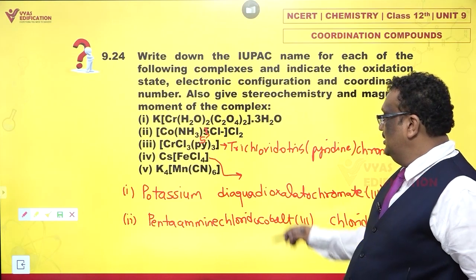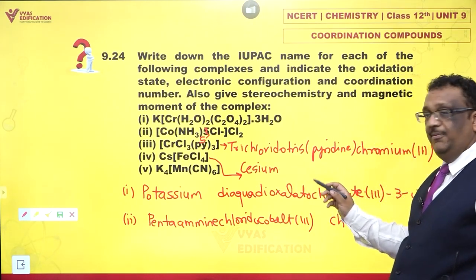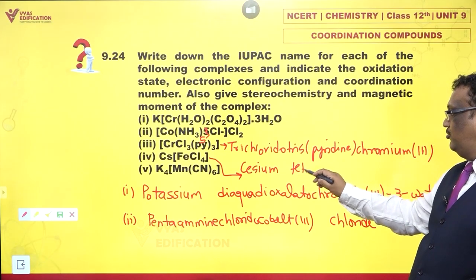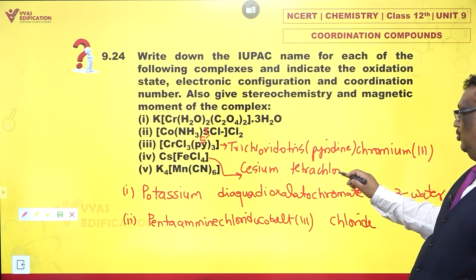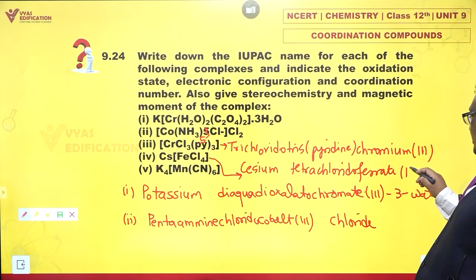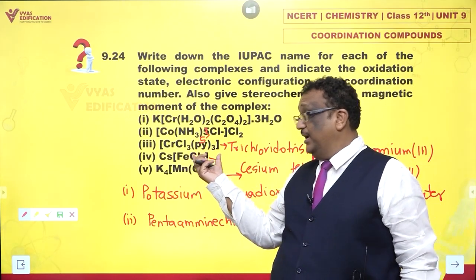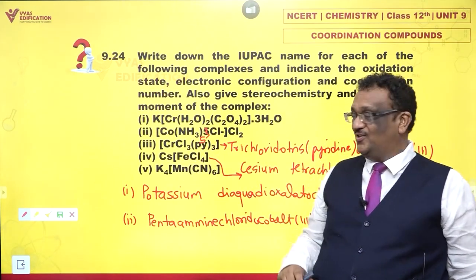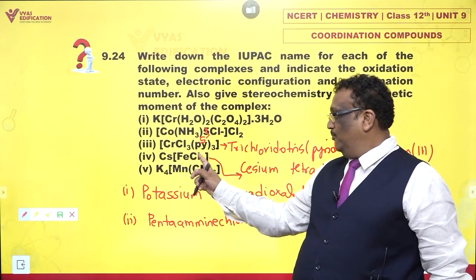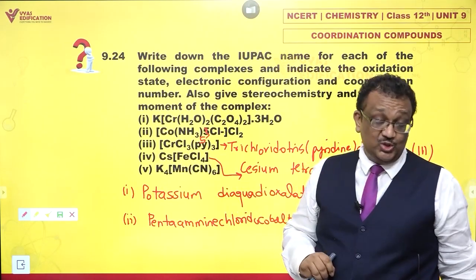CsFeCl4. This is cesium, gap, and then tetrachloridoferrate 3. Why ferrate? Because iron is part of the anionic complex. Why 3? -4 charge on the Cl atoms, +1 on cesium, so iron also has to be +3.